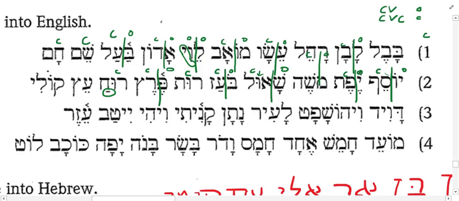Ayin, tzadi, ayin, seri, tzadi, consonant, vowel, consonant. That's closed, and I can't divide it because it's a one syllable word.